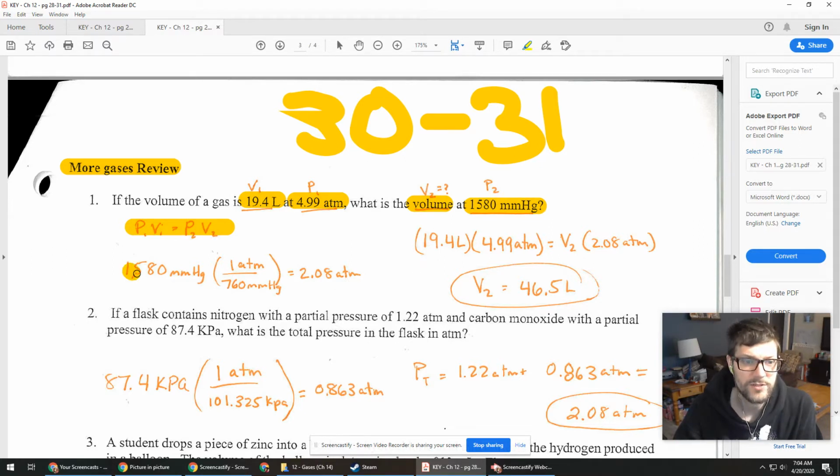Here I converted millimeters of mercury into atmospheres and then plugged that value into the equation. You would get the exact same value though had you converted atmospheres into millimeters of mercury. Then you've got P1V1 equals P2V2, and I'm solving for V2, and I get my answer.